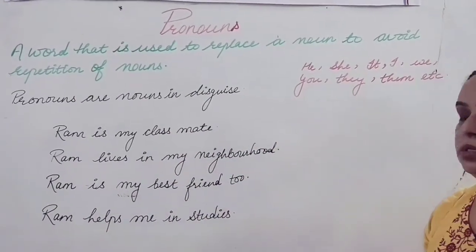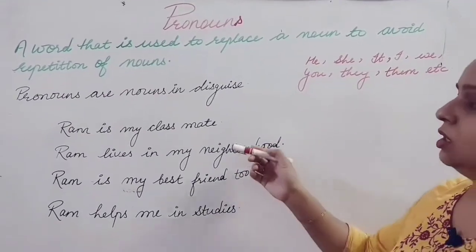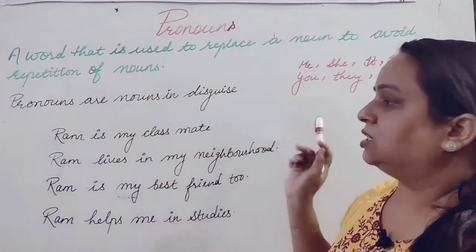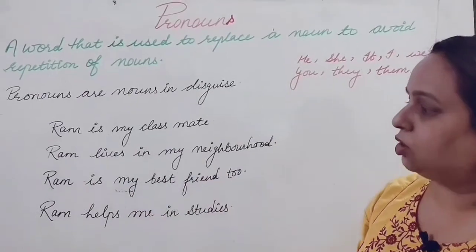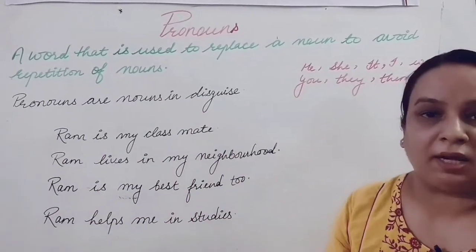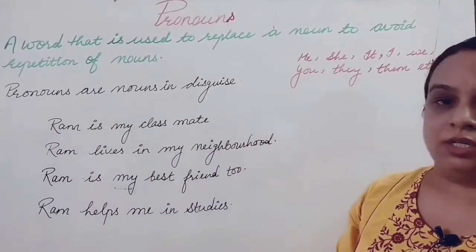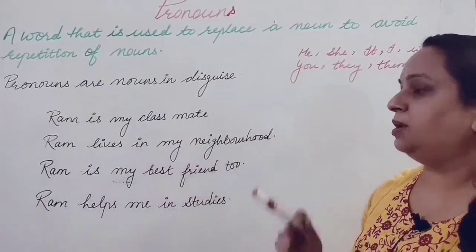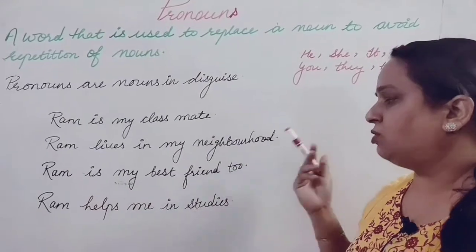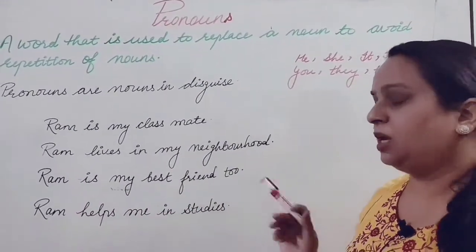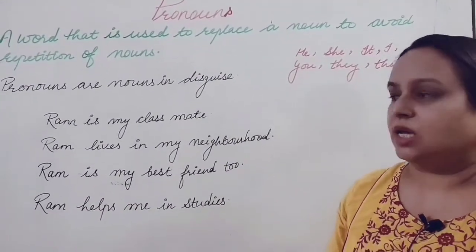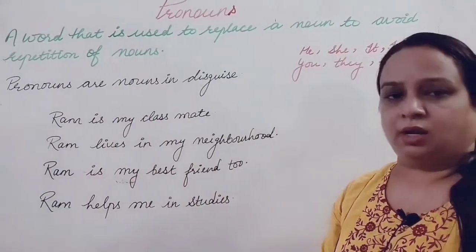Let's see some examples here. Ram is my classmate. Suppose I am writing a paragraph on Ram. Ram is my classmate. Ram lives in my neighborhood. Ram is my best friend too. Ram helps me in studies. So what is the thing which is common here?